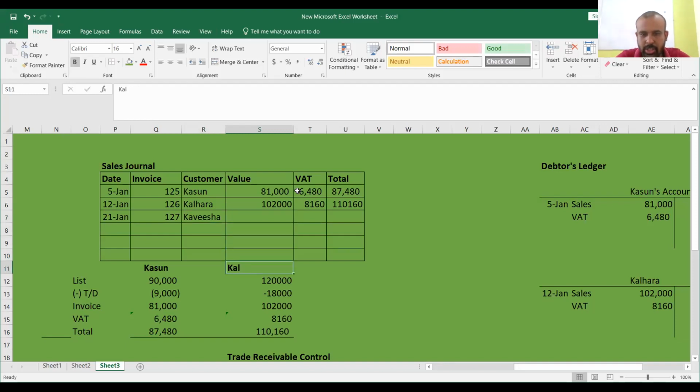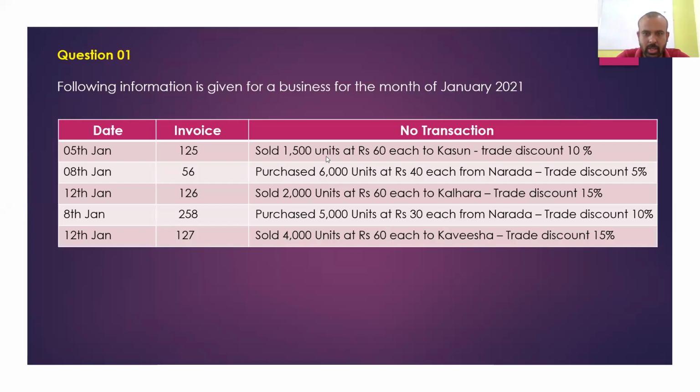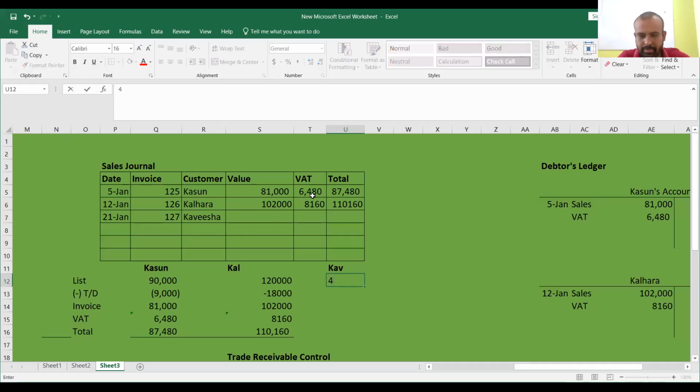Right. Okay. How did we sell to Kavisha? You sold 4,000 units at 60 each, 4,000 into 60, right? And we gave him a discount of how much? 15%, right? We gave him a discount of 15%. Then how much will be the invoice price? Invoice price will be list price minus trade discounts.